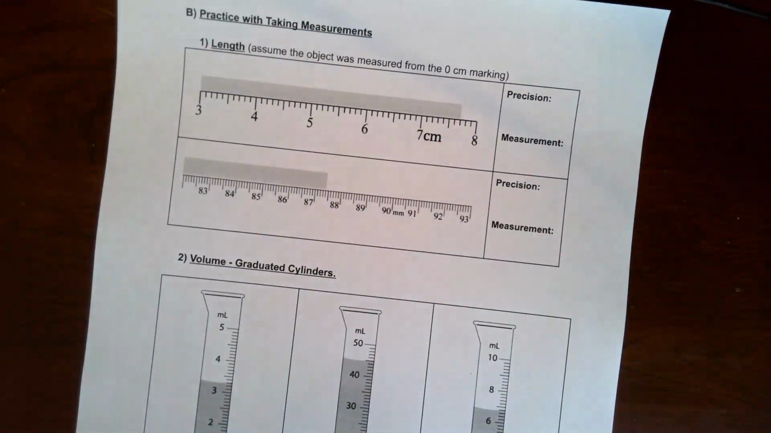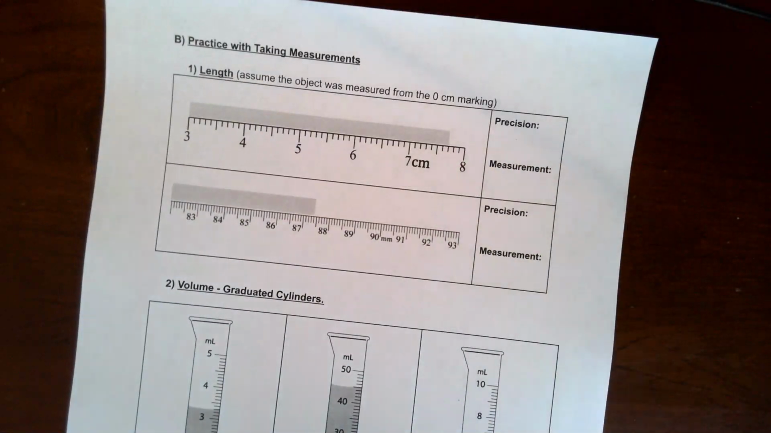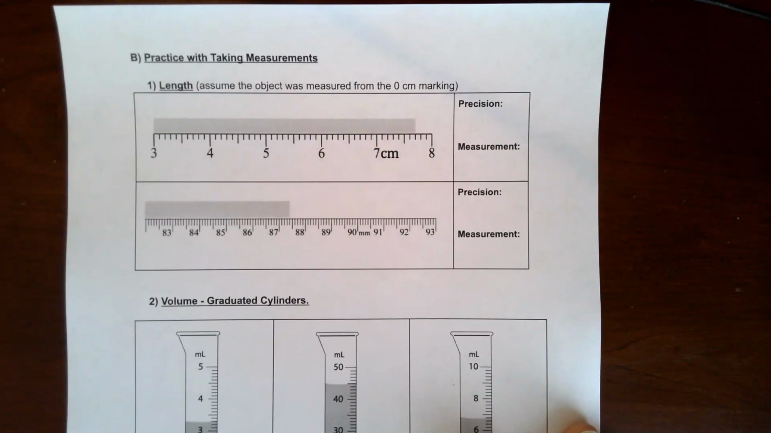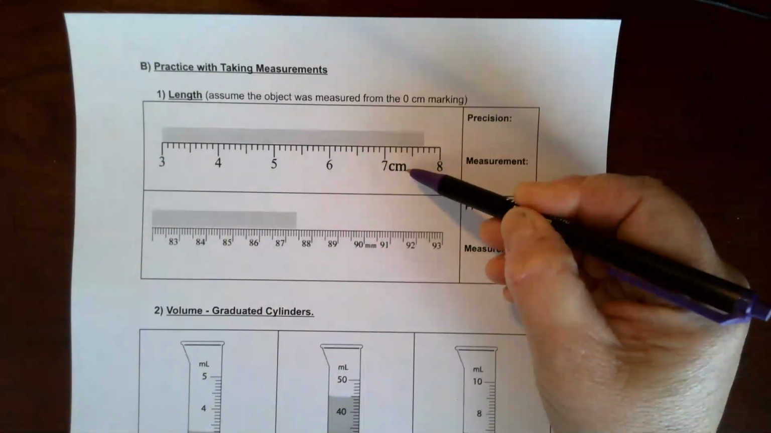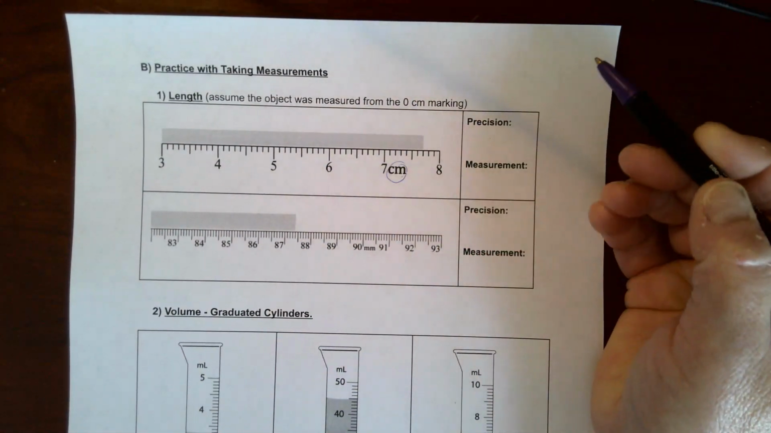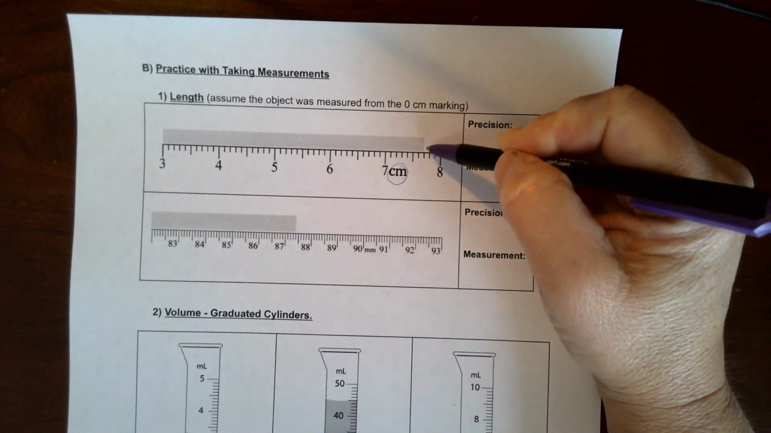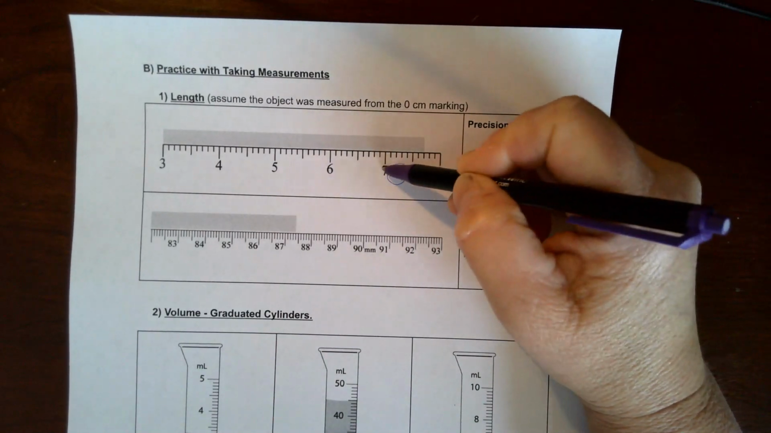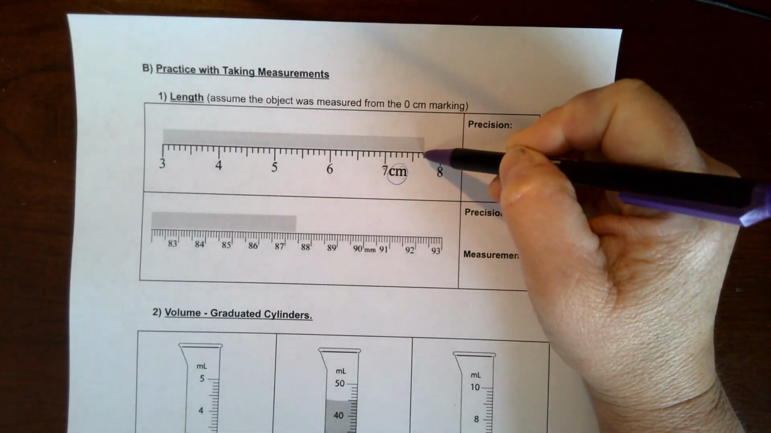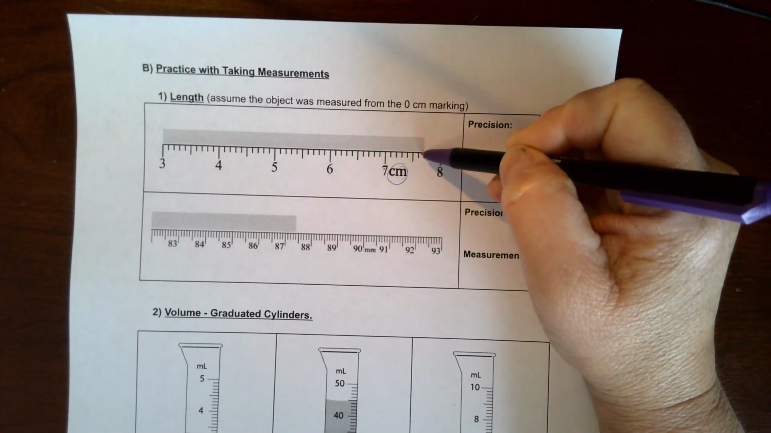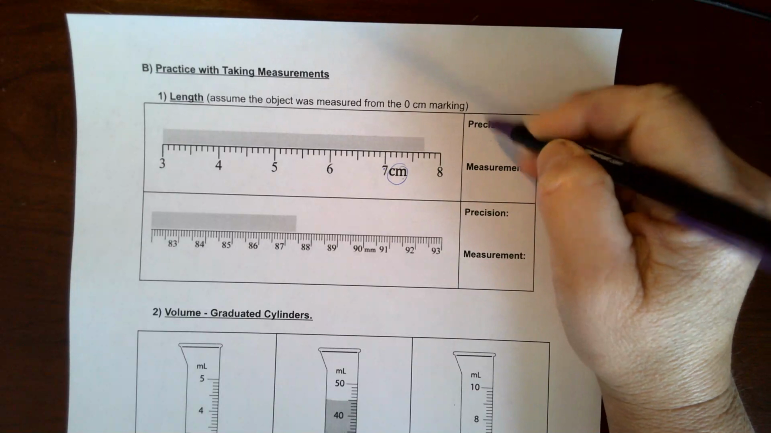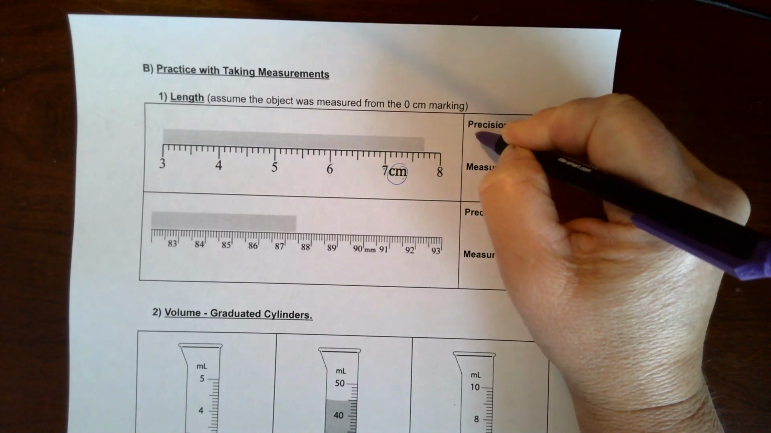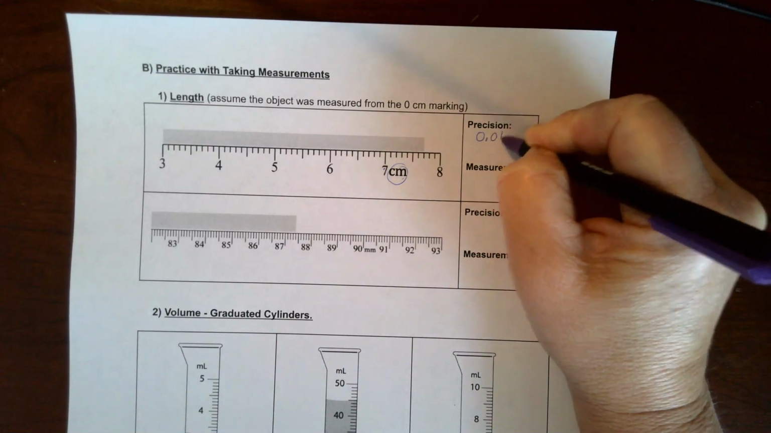So let's take a look at a couple of practice problems here. Another couple of rulers here where we're practicing measuring lengths. We have a ruler here that is measured in centimeters. The smallest interval here, if this is 1 centimeter from 7 to 8, then each one of these divisions is 1/10 of a centimeter, right? The smallest interval is the 10th. That means your precision, you are going to read to the nearest hundredths.